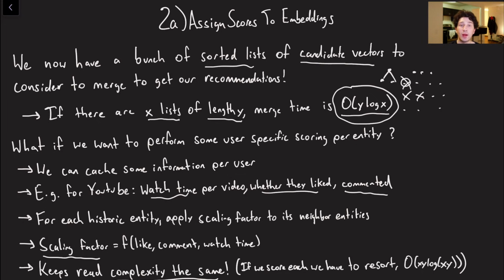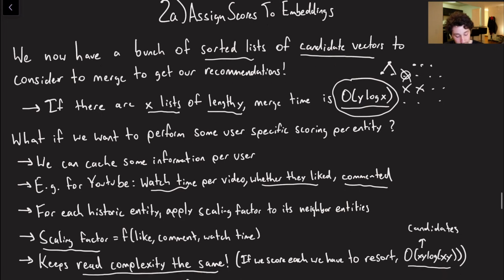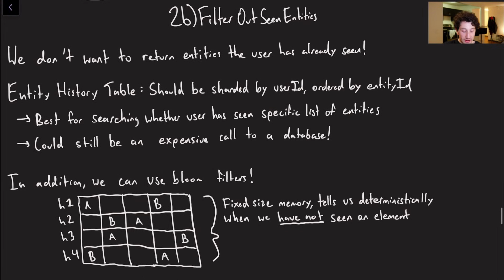On the contrary, if you wanted to do a more complicated machine learning inference, right, where we actually went through each of those embeddings and did a customized operation to score each one of them, then what would happen is we would have to resort that entire list globally, and now all of a sudden we would have a time complexity of O of xy log xy, right? Because this is how many candidates we have. We have xy candidates, and then the time complexity of sorting a list is n log n, so in this case it would be xy log xy.